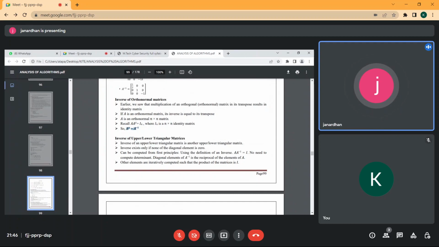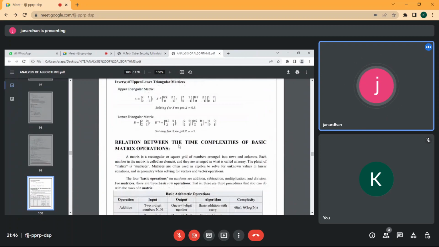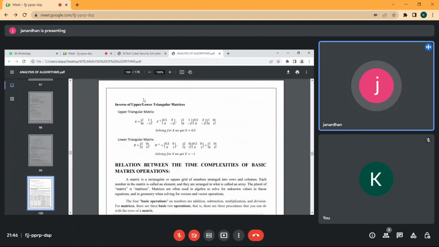Next, it can be computed from first principles using the definition of an inverse, A into A inverse equal to I. No need to compute the determinant. The diagonal elements of A inverse are the reciprocals of the elements of A. Other elements are iteratively computed such that the product of the matrices is I.